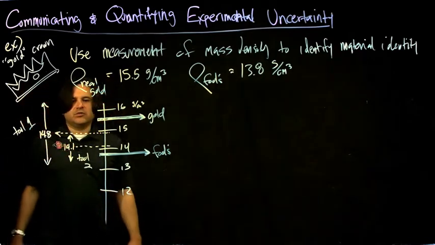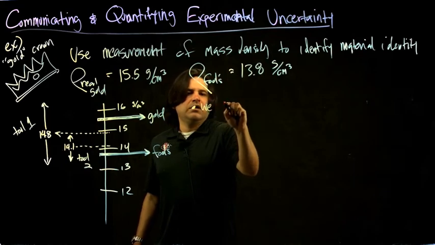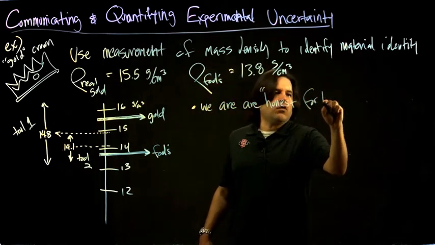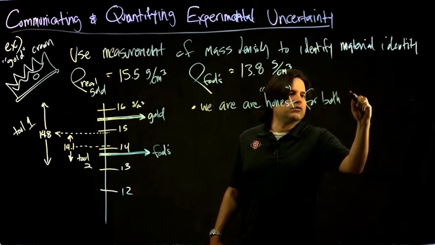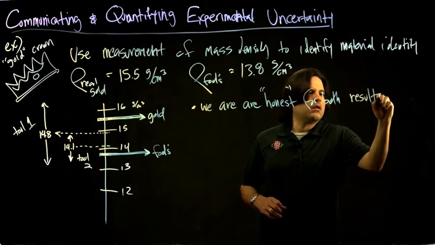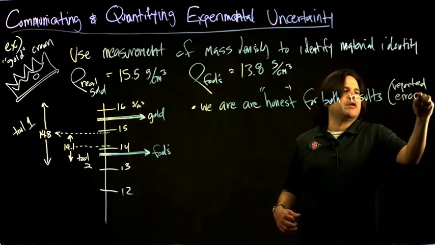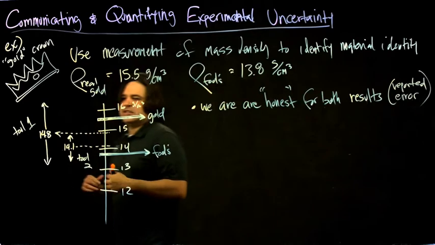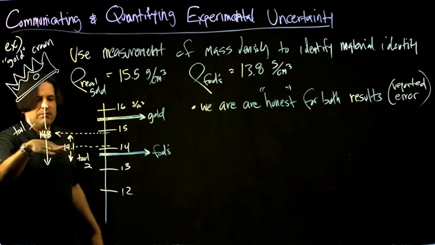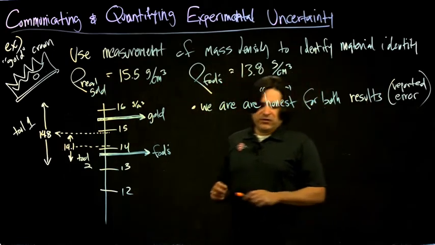So what does this mean? It means that we are honest for both tool results. Why? Because we gave our error. We reported the error, the experimental uncertainty. We said, evaluating the limitations of this tool, the number I get is 14.8, but it has this range of uncertainty. A better tool gives us a smaller uncertainty. So these are both valid answers because we gave an assessment of the error.